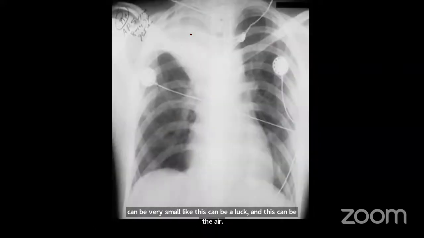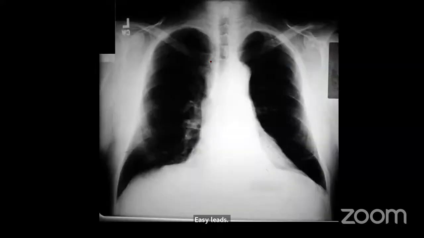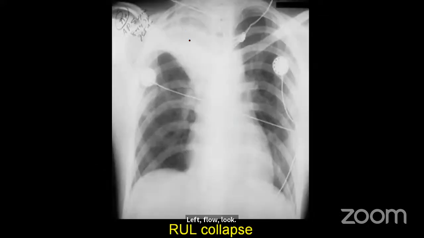Then here you have right upper lobe consolidation with ECG leads. Okay. Right upper lobe collapse, left lower lobe collapse. So here there is a collapse. Earlier we had seen consolidation, here it is a collapse.